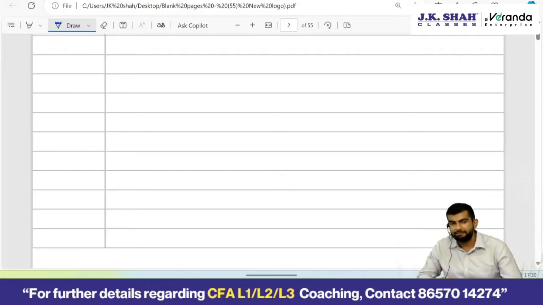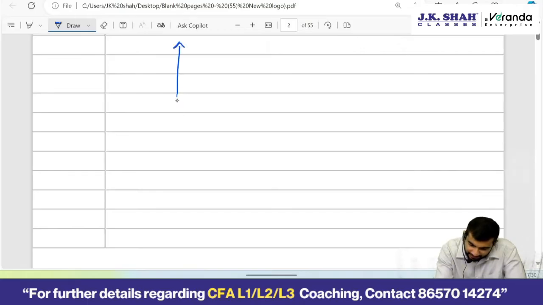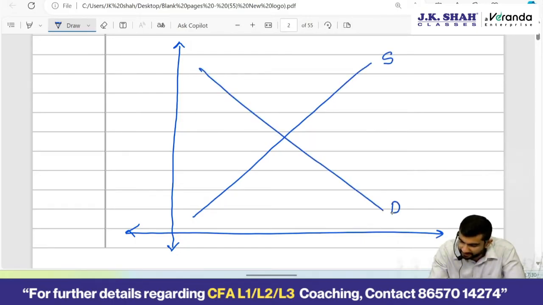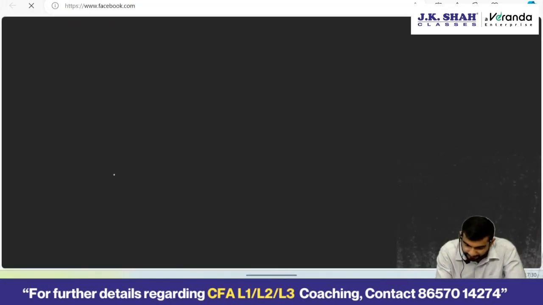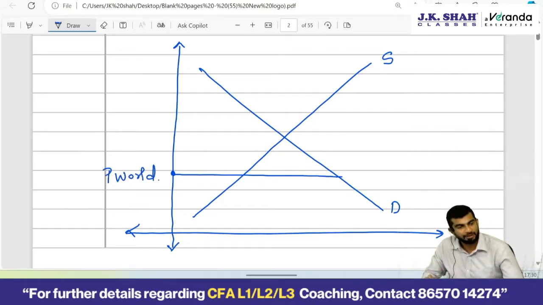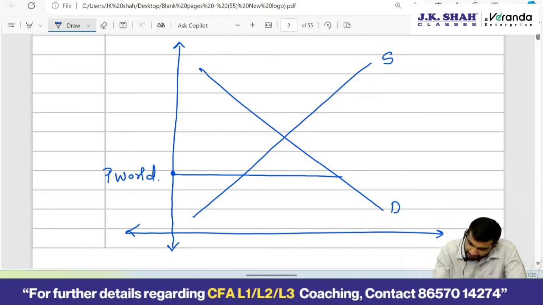Then we had discussed the implication of tariffs and quotas and everything. I had made a diagram, if you remember. This is the supply curve, this is the demand curve, this is the world price. World price is that price which is without imposition of any tariffs, which is globally the same.